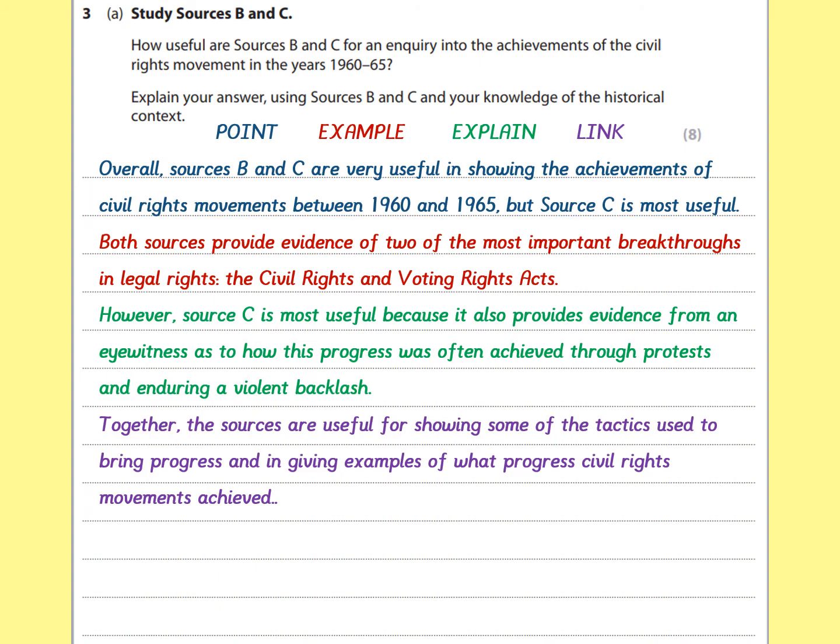So there we go, linking it back to the question and considering the usefulness of these sources together. So I get some credit for that because that's directly linked to the question. I've supported it with some of my own knowledge and how this was done and linked it back again. So overall, I covered both sources, usefulness, their limitations, and given an overall judgment. It should be 8 marks.